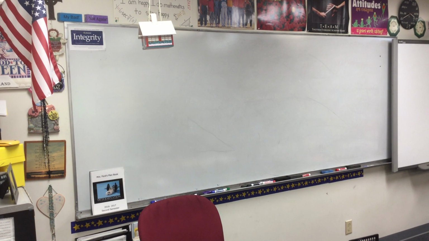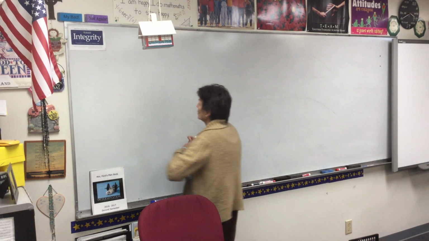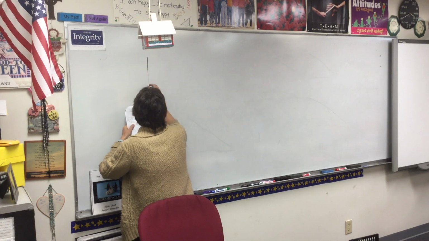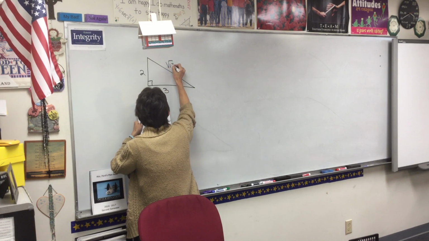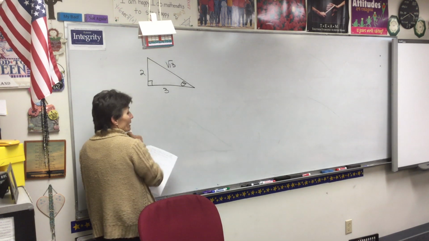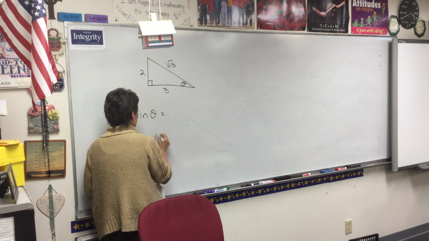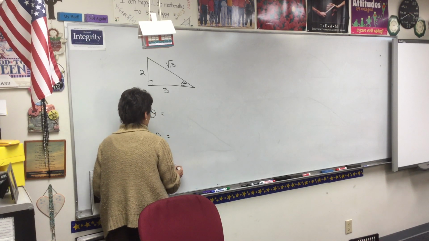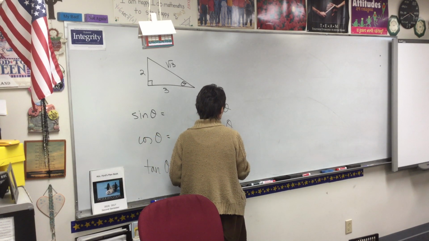Okay. So now we're ready for section 4.2. And we're going to find the value of all 6 trig functions. So this will be good to help you with your memorization. So I have a random triangle. This is not one of your special ones. This is a random right triangle, and you are going to find the value of the sine, the cosine, the tangent, and then the reciprocal functions, the cosecant, the secant, and the cotangent.